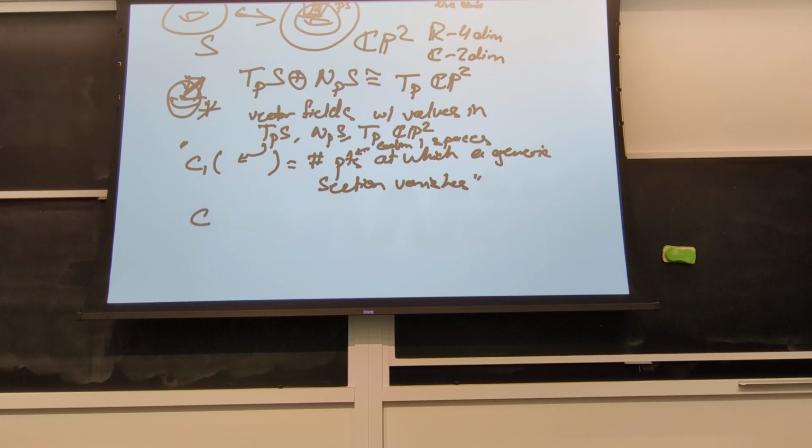So for example, C1 of the tangent space we just showed is 2 minus 2g, which is the Euler characteristic of the surface.